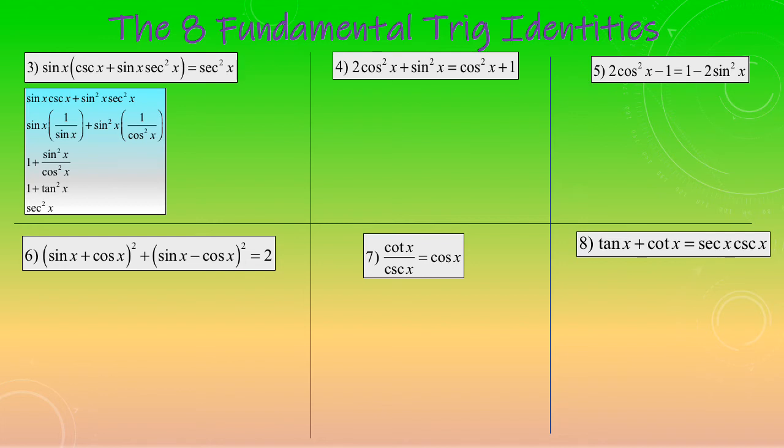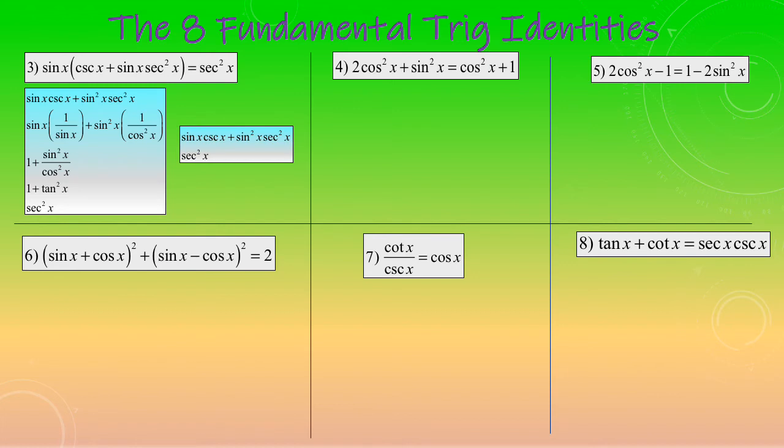And at this point, you must recognize that this is an identity, that 1 plus tangent squared of x is equal to secant squared of x. You should always look on the right side of the equation as well to see what it is you are trying to prove.